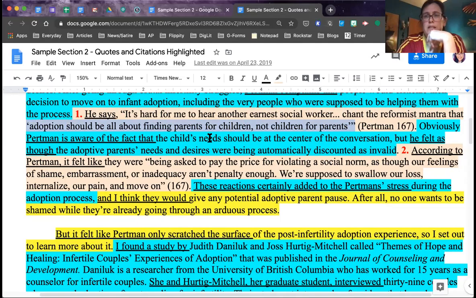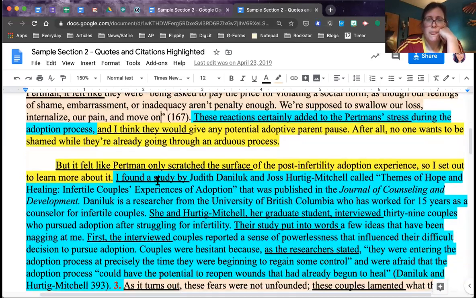Another example of quote integration here. According to Pertman, it felt like they were, quote, being asked to pay the price for violating a social norm. So in this case, I've sort of led into it in my own words and then quoted a pretty big chunk of a sentence right there.